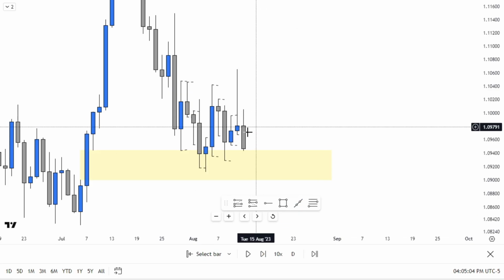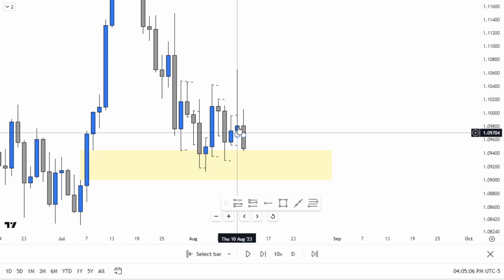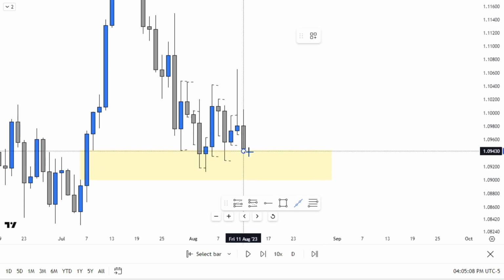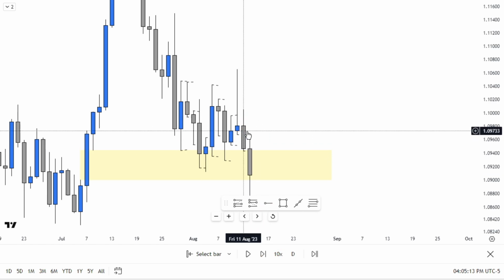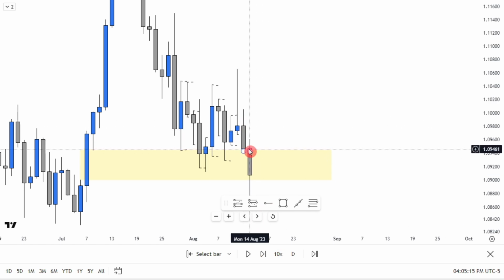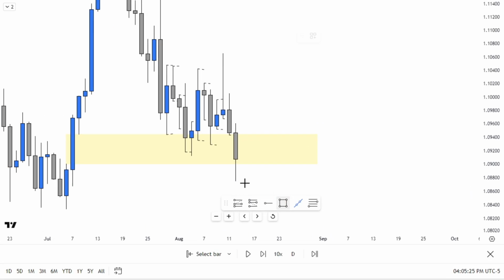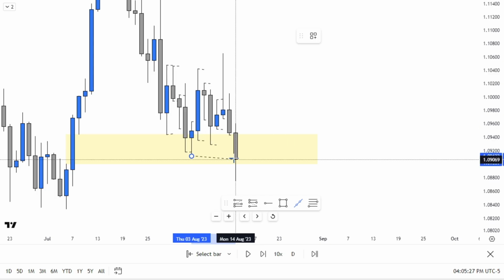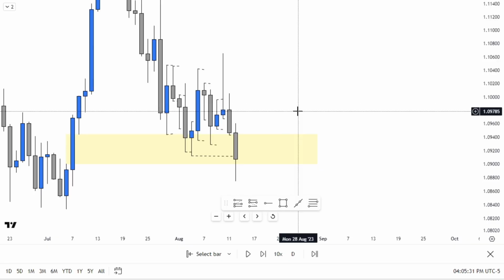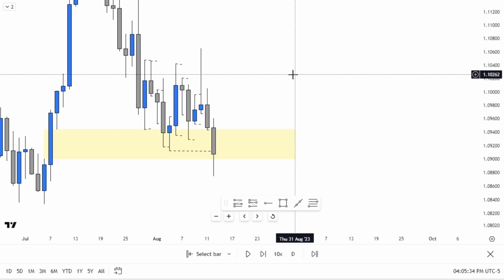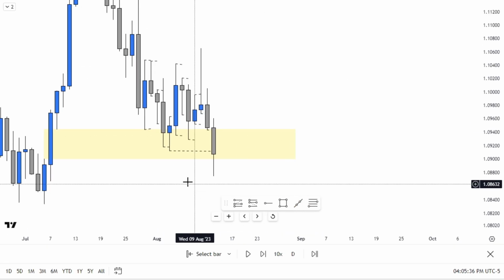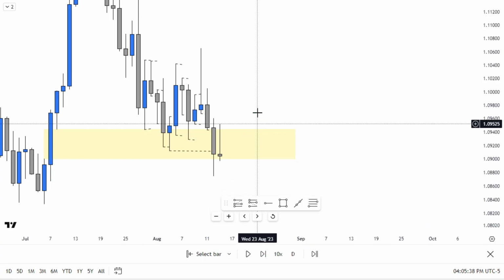What does price do? Price closes below this previous day low. Now we're looking for price to close below this previous day low as well. And price closes below this previous day low too. But as it closed below this previous day low, it takes out both swing lows here. Now, let's see what price does after here.